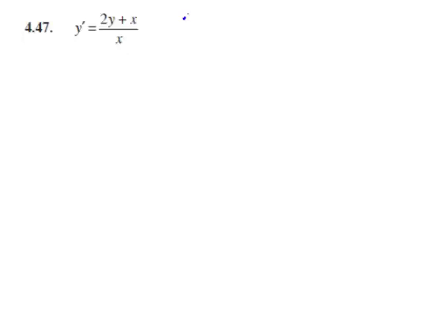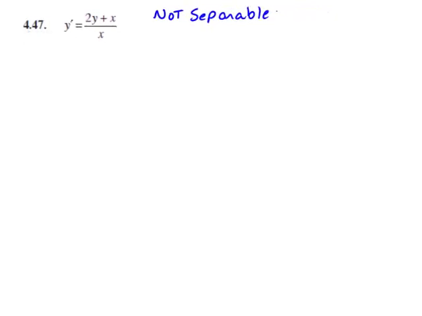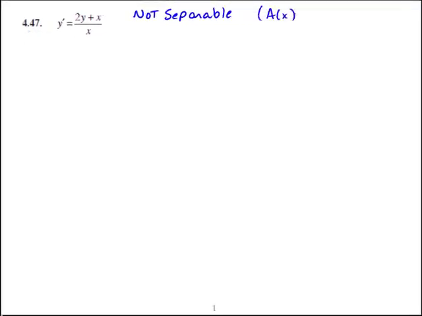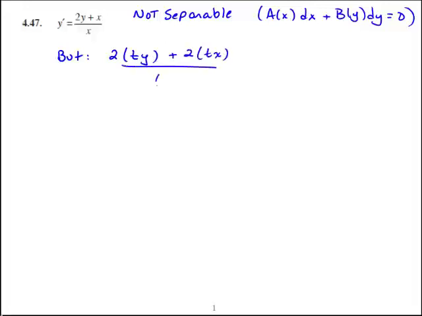We want to notice that this is not separable. I cannot rewrite this in the form a of x dx plus b of y dy equals 0. Cannot do it. With this in mind, we want to note, however, that if I had taken t times y and t times x in this right-hand side, this gives me back originally what I started with, which implies that this differential equation is homogeneous.